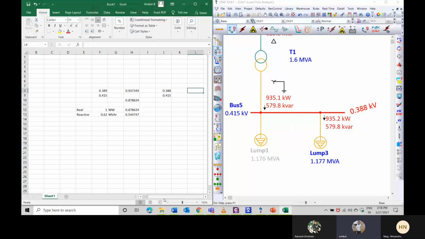415. Then what we have to do? We have to divide that, right? 0.3 divided by this value. So we get 0.935, right? This is the value which we will be getting here, because it is 1 megawatt.